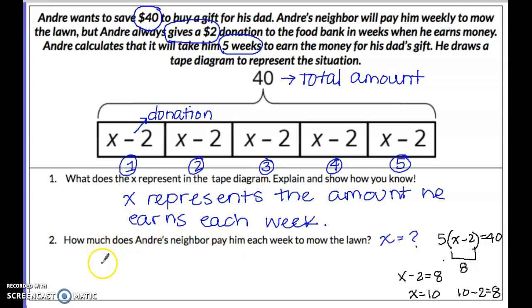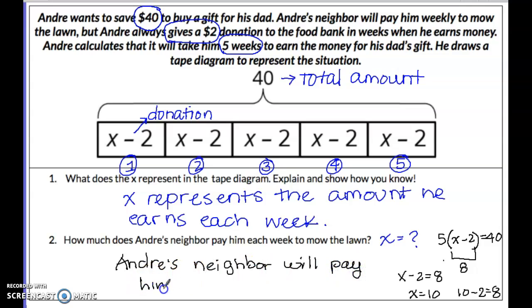So now I'm going to go back over here and I'm going to say Andre's, because I like to restate my question really. Andre's neighbor will pay him $10, and I'm going to make sure I write my units, each week.